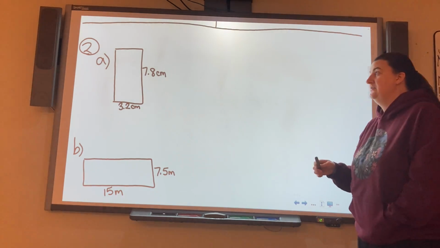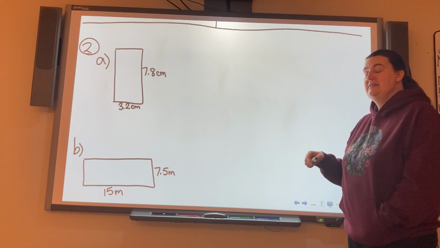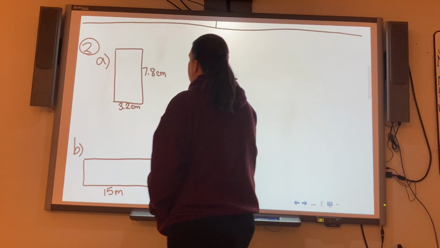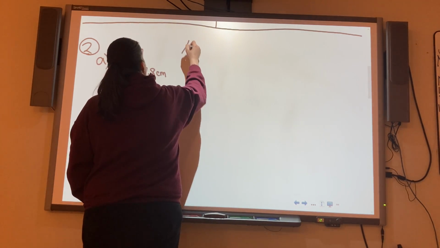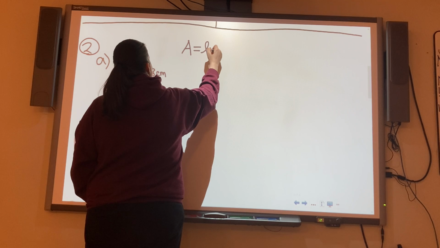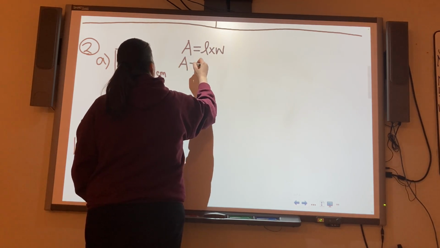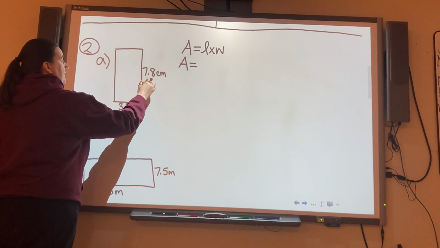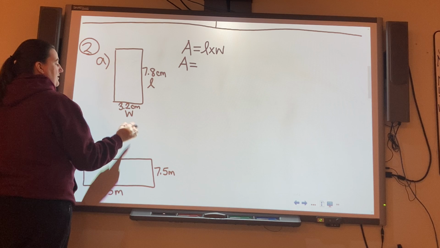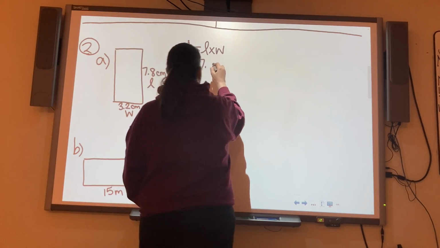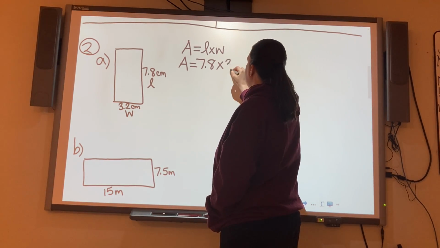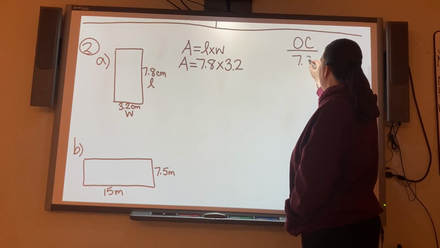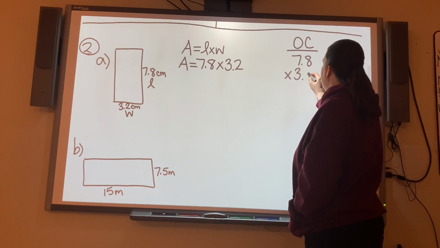Now, just like we always do, we're going to answer one together, and then you'll have to do the other one for homework. So, let's do A. This is a rectangle, so area equals L times W. The L is the long one, and the W is the short one. So I've got 7.8 times 3.2. Outside calculation, 7.8 times 3.2.